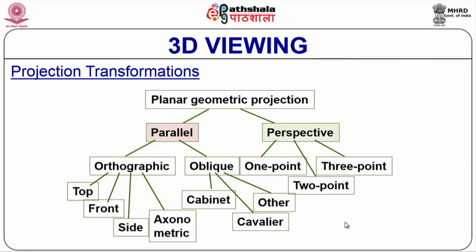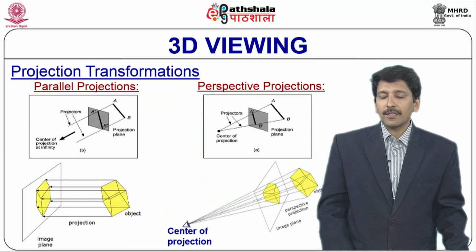Now, the two fundamental classes of projection are parallel and perspective. We will go deep into each of these. Parallel projections are further classified as orthographic and oblique, and orthographic projections are further classified as top, front, side and axonometric projections, whereas oblique projections are classified as cabinet, cavalier, and other. The perspective projection transformations are of three types, which are 1 point, 2 point, and 3 point perspective projections. Let us understand these first, and we will go further into how we derive matrices for these transformations.